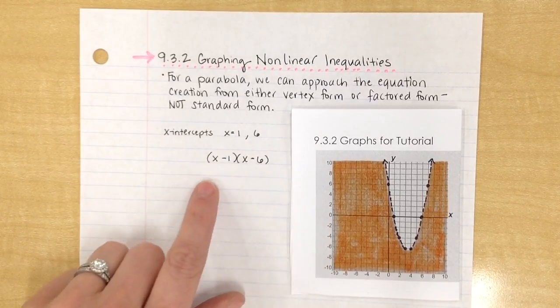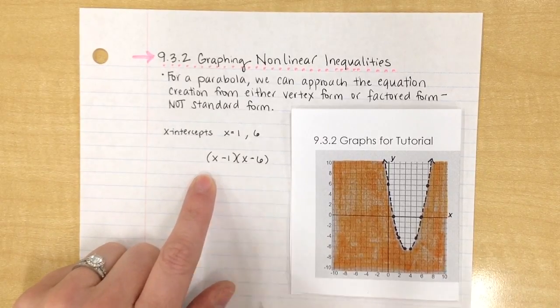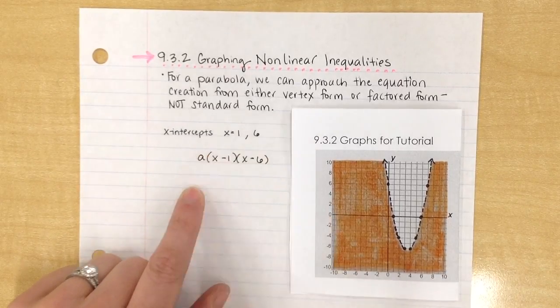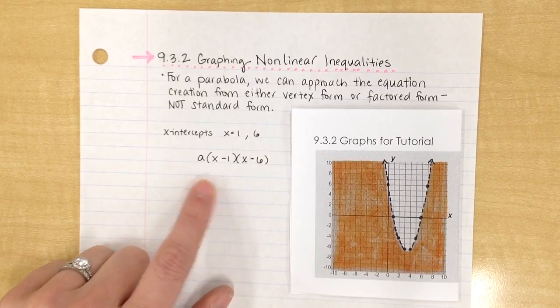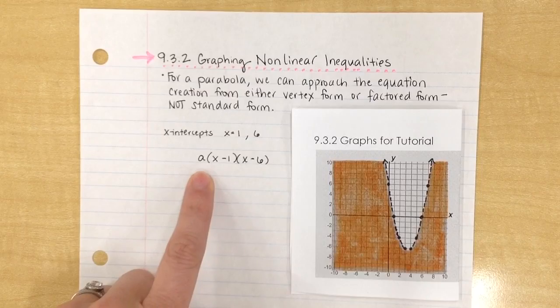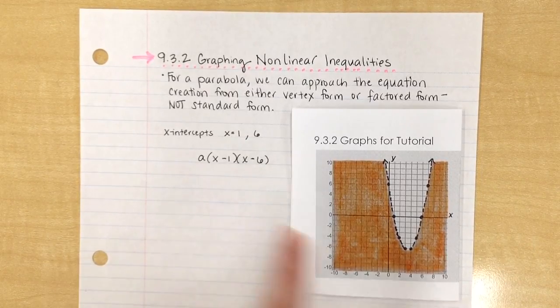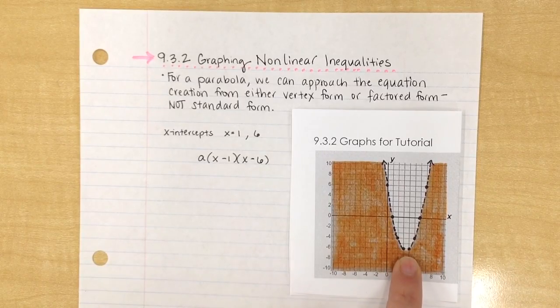Now, here's the new kind of thing, and we have talked about this before, but we're going to talk about it more in depth today. We have to keep track of the a value of our parabola. So outside of the factored form, we're also going to include the value of a. We're not entirely sure what a is, nor can we really tell just by simply looking at the graph.